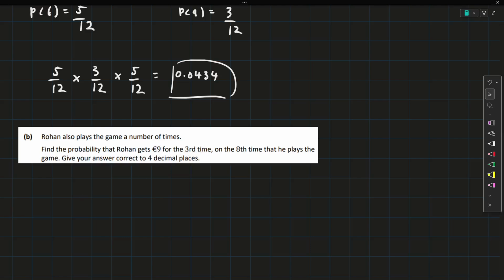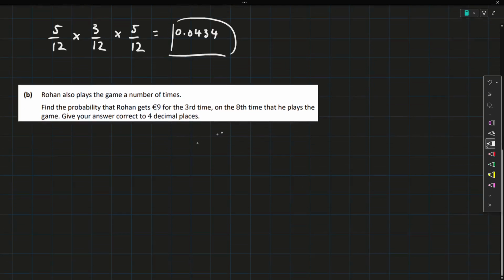Then we're told to find the probability that he gets a 9 for the 3rd time on the 8th time that he plays the game. So basically, we can split this up. First of all, we need to figure out what's the probability that he gets a 9 twice in the first 7 games. That's basically what we want. So the way that we can do that is the probability of getting a 9 is going to be a quarter, as we said, or 3 out of 12. The probability of not getting a 9 will be then 3 out of 4 for that reason.